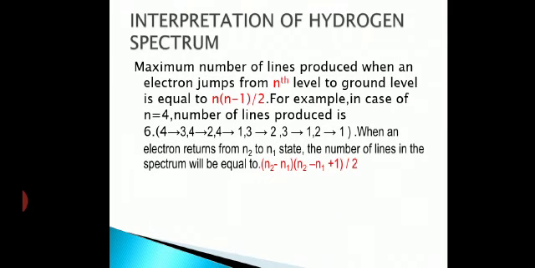Now next is the interpretation of the hydrogen spectrum. What was the interpretation given by Niels Bohr about the hydrogen spectrum? Niels Bohr discussed how the hydrogen spectrum is produced. He already explained to us that when an electron jumps from a higher energy level to a lower energy level, only then is this particular spectrum produced, isn't it?